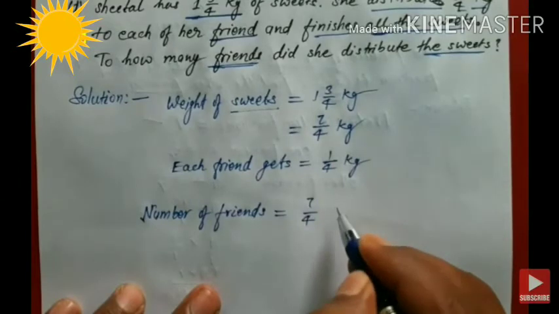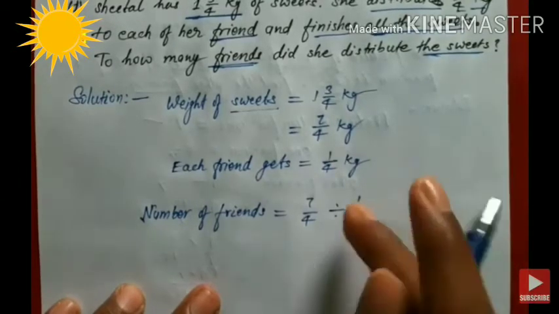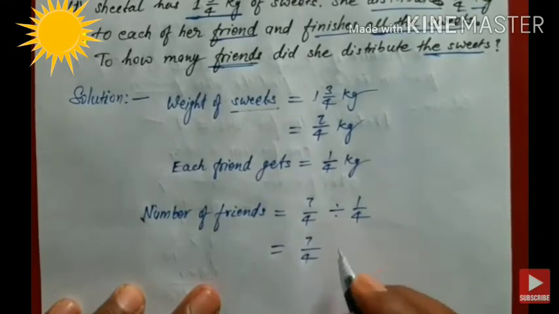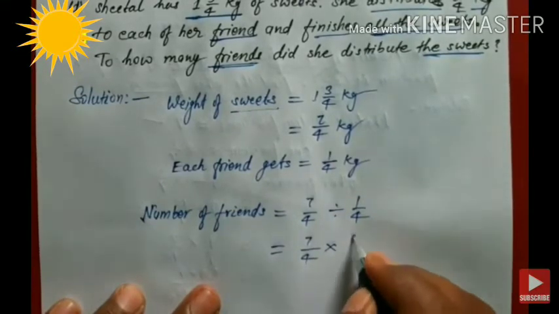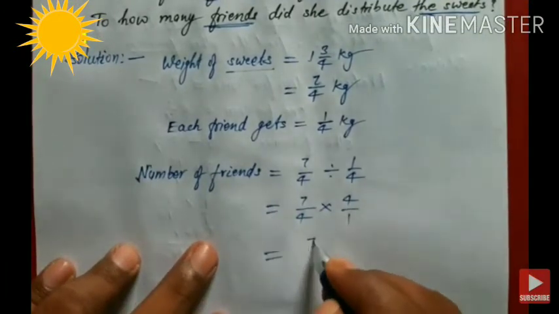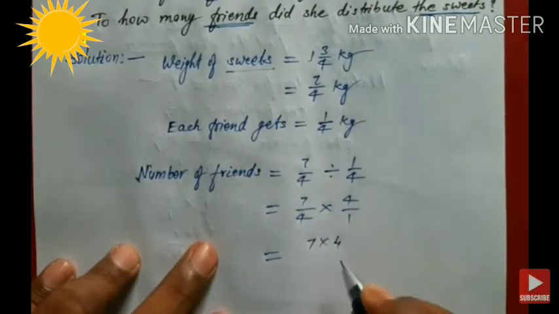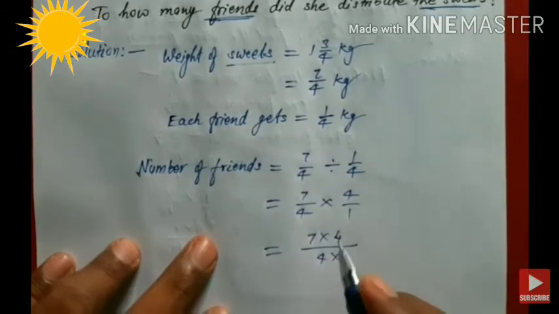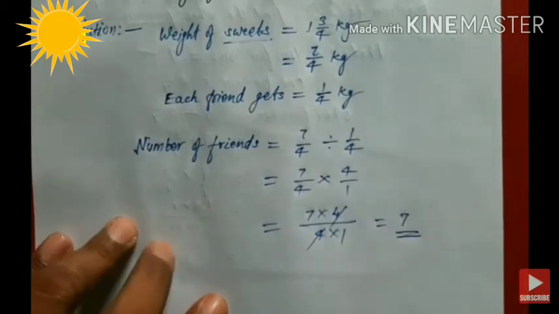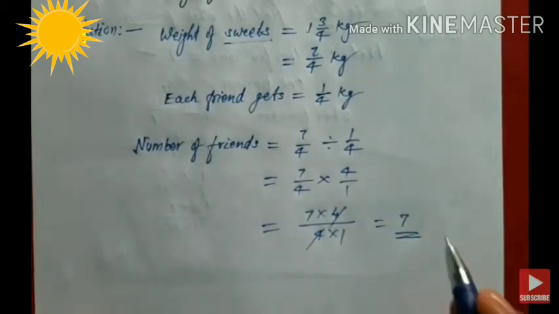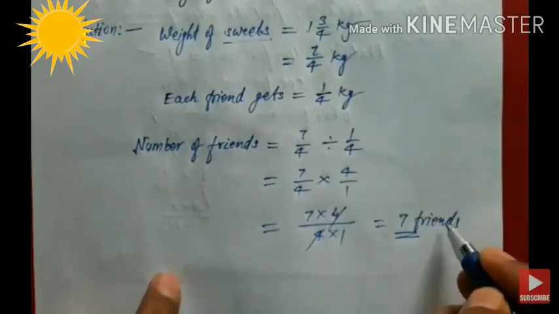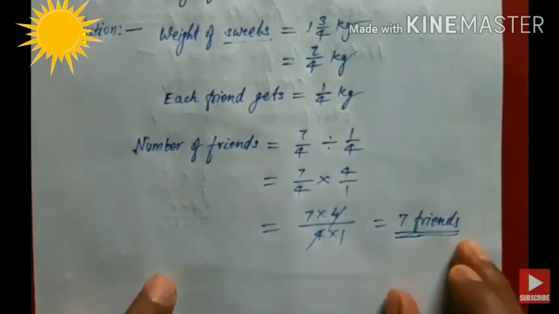So we will divide 7 by 4 by 1 by 4 for each friend. Now we will change the sign, so we have to take the reciprocal. The reciprocal of 1 upon 4 is 4 upon 1. So write down 7 into 4, 4 into 1. We can cut 4 and 4, 4 ones are 4. So we get 7. So it means the number of friends is 7. Okay, 7 friends is the answer.